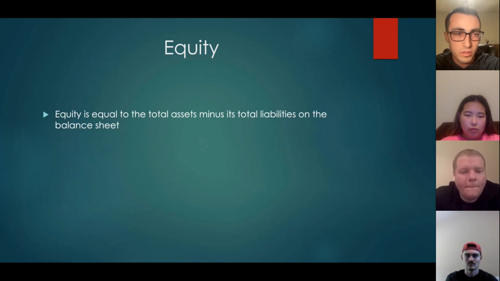And then on the balance sheet, equity is the total assets minus the total liabilities. I put a picture in there just now, but basically on the balance sheet, you have all your assets grouped up, and then the total of it underneath, and then your liabilities and the total of it underneath, and you subtract the liabilities from the assets to get your equity.